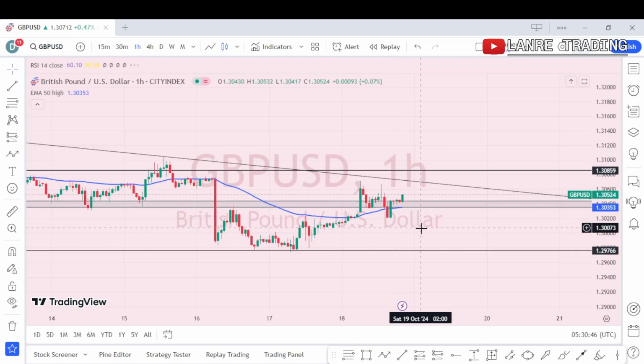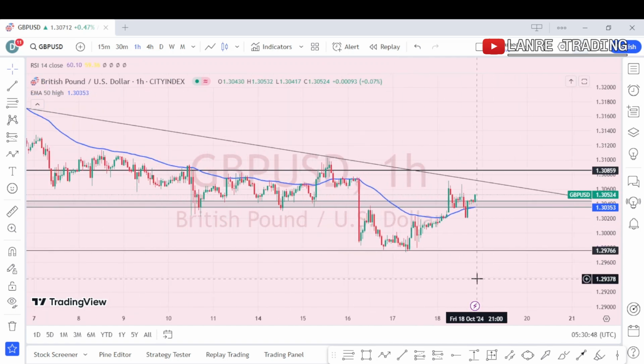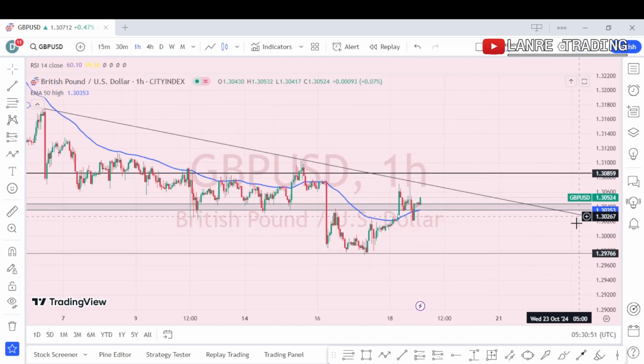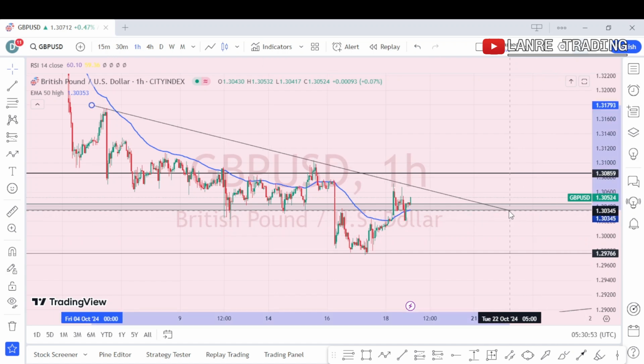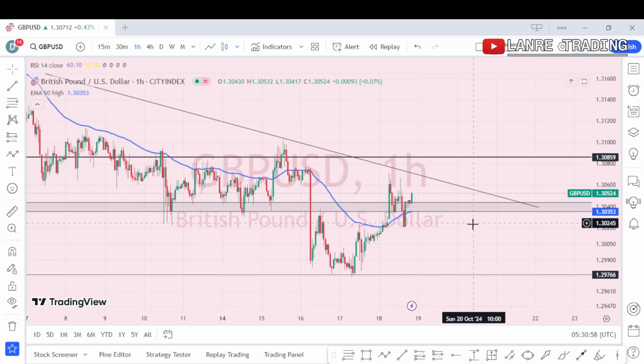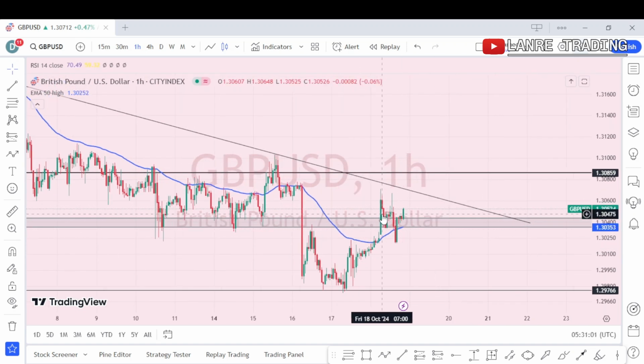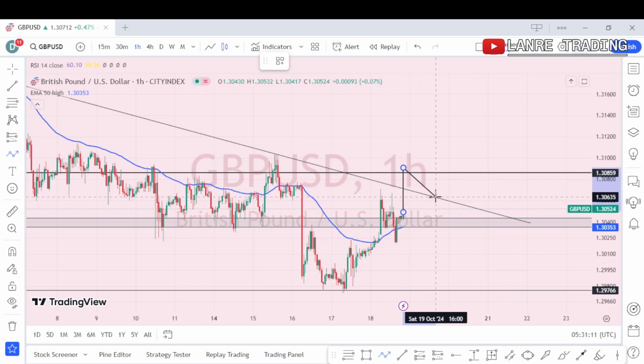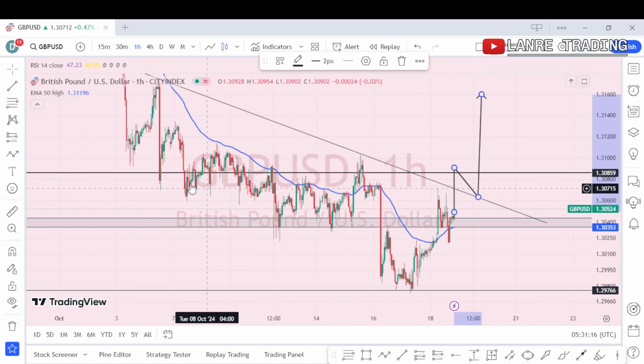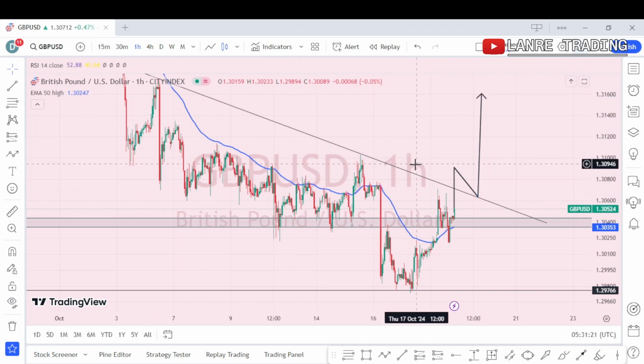Let me scale down to the 1 hour time frame. On the 1 hour time frame, I need to readjust this trend line. If you want to take a buy position for now, we have to wait for price to break out from this trend line. Once price takes out this trend line, you wait for a retest on the trend line, then you can go long.